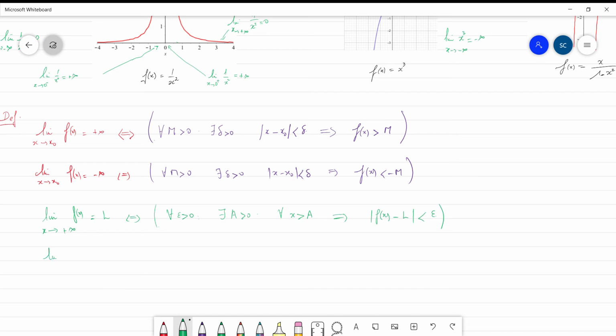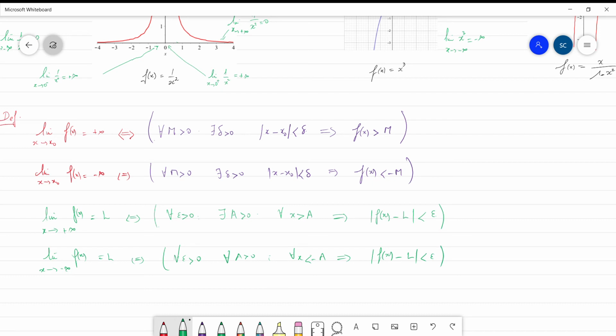And similarly, we can generalize for minus infinity: if and only if for any epsilon positive, there is an A positive such that for any x less than minus A, you have f(x) close to L. So this is the precise definition.